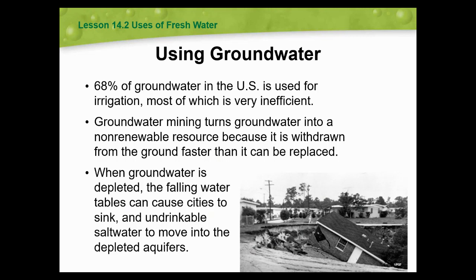Now, 68% of groundwater in the US is used for irrigation. Now, a lot of that is very inefficient. So you see this disparity. We're using surface water for personal use, typically, and groundwater, a lot of that is being used for irrigation. The irrigation can be very inefficient. We talked about this at the very intro of this chapter to connect it to agriculture.